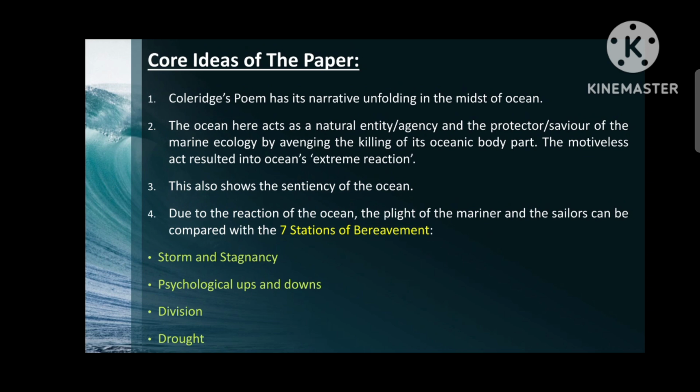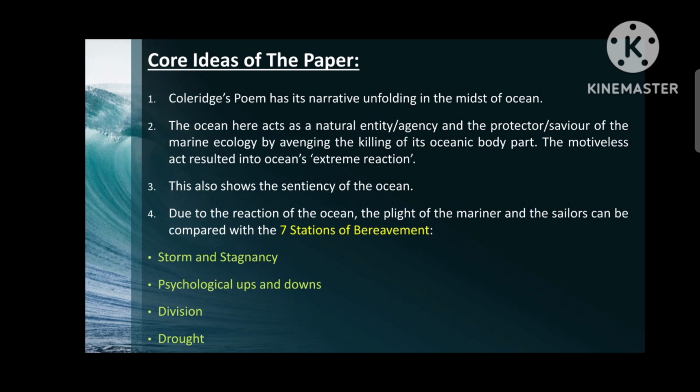So the first reaction, we can also consider these stations as the reactions of the ocean. So the first reaction of the ocean was the storm and stagnancy. When they sailed in the midst of the ocean, the first thing they faced was the storm, and their ship was stuck in the ice, and there was a stagnancy. Now when I am saying stagnancy, here stagnancy means a physical form as well as an emotional and psychological form.